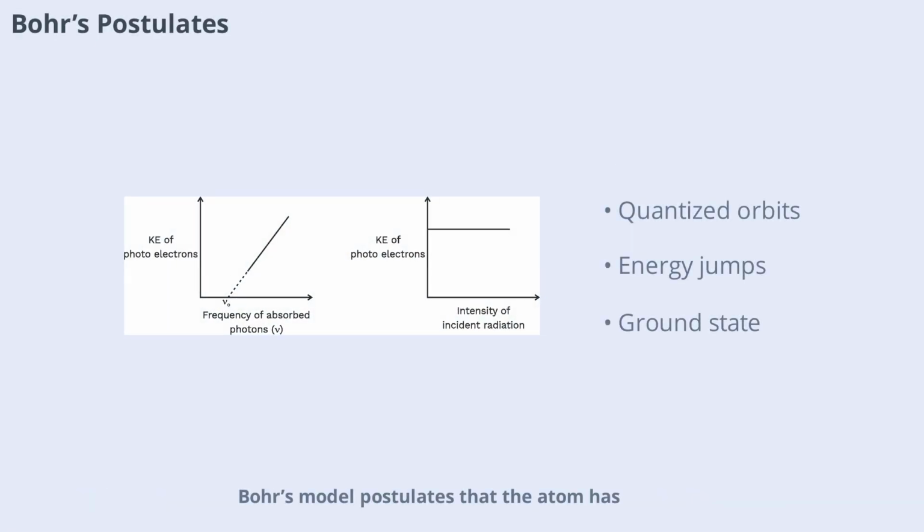Bohr's model postulates that the atom has a central nucleus with protons and neutrons, and electrons revolve in circular orbits. Electrons can only occupy orbits where their angular momentum is an integral multiple of h/2π. Energy is absorbed or emitted as electrons jump between orbits, resulting in discrete spectral lines. The lowest energy state is called the ground state, and excited electrons return to lower orbits by releasing energy.